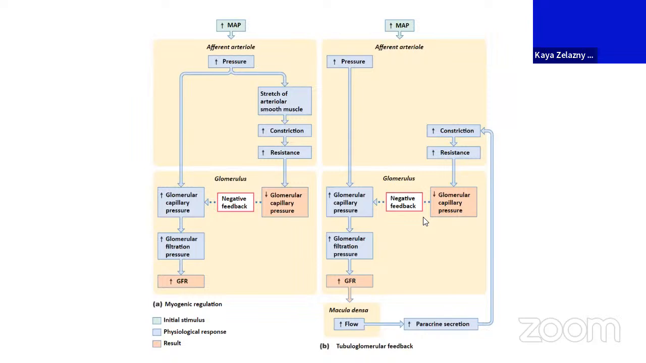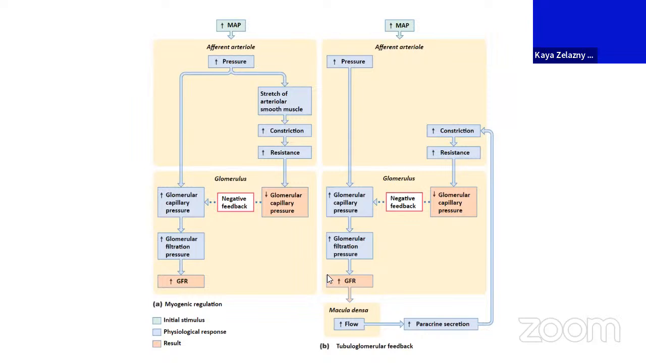The tubuloglomerular feedback works similarly in that it's also negative feedback. Right, so we have the same situation we're trying to fix. We had a rise in arterial pressure, creating a rise in glomerular capillary pressure, a rise in glomerular filtration pressure, and therefore a rise in the glomerular filtration rate. Right, so absent any regulation, this would basically mean you might end up peeing out a ton of fluid. That's kind of why we don't want this to happen.